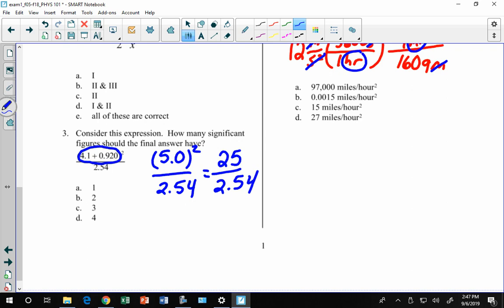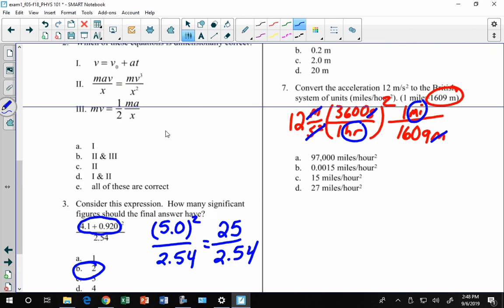And now I have 2 numbers. One has 2, one has 3. I'm going to keep the lowest number of sig figs. And so when I'm multiplying or dividing, I keep the lowest number of sig figs, and that would be 2. You'll have one question like that. You'll have one units question where you have to convert units, one sig fig question where you have to do sig figs. You're going to have 2 or 3 dimensional analysis questions where you have to look at the equation and tell me what the dimensions are, or tell me if they're dimensionally correct or not.